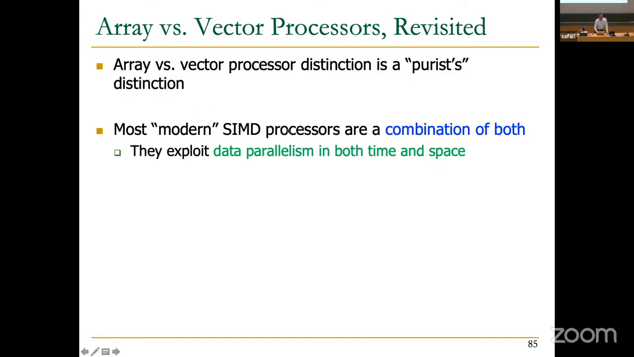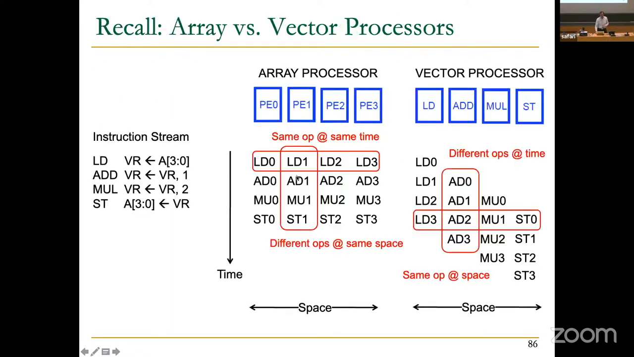This is interesting because this is going to finally put things together. So array versus vector processor is really a purist distinction. Most modern processors are a combination of both. They exploit data parallelism in both time and space. One of the reasons is that array processors are too idealistic. If your vector length is 1,000, it's very difficult to get 1,000 processing elements. Well, today you can, let's say 1,000,000 vector length, 1,000,000 processing elements that do everything. That's very difficult to get. So in the end, you really need to pipeline like a vector processor does.